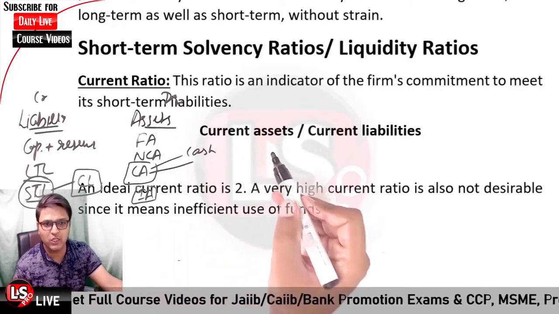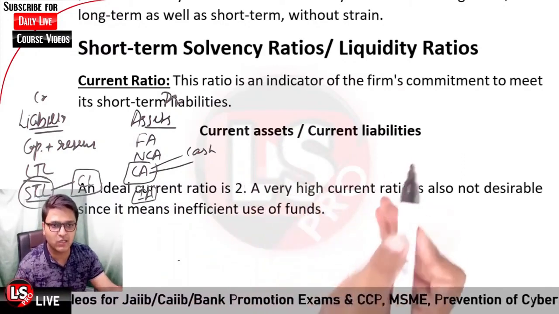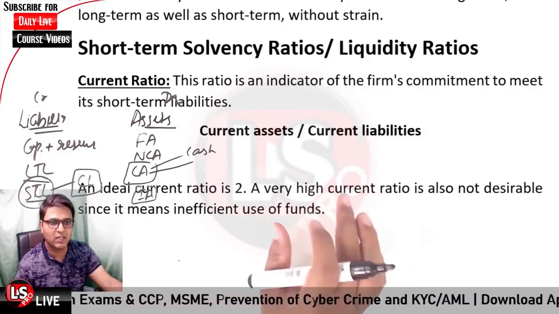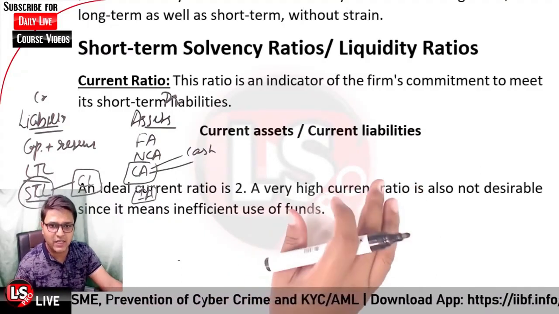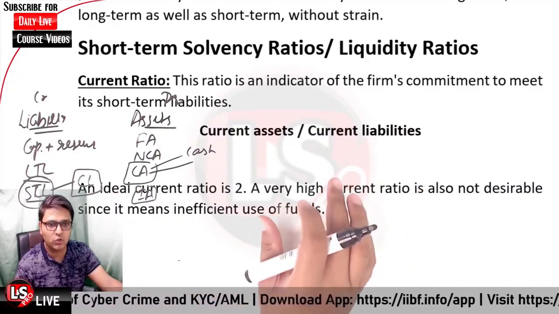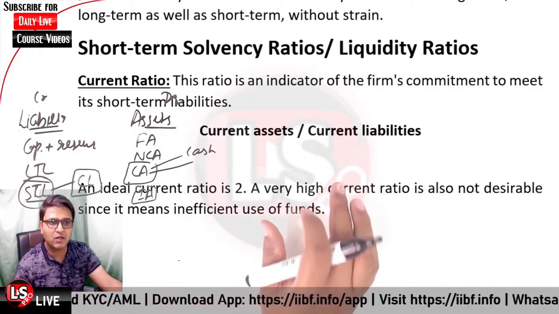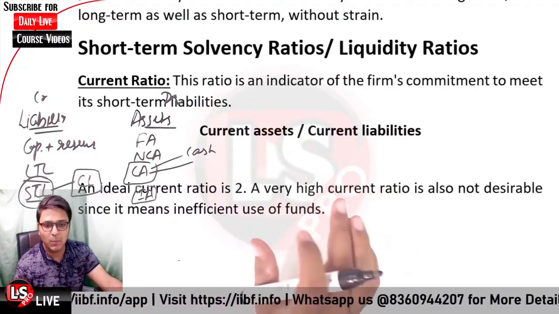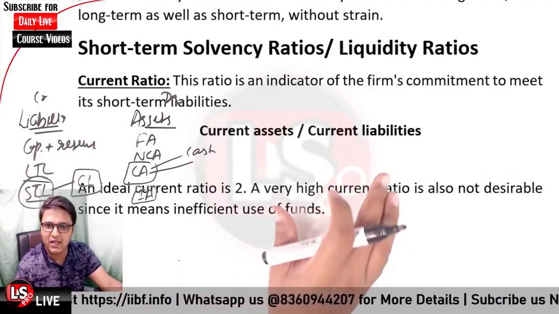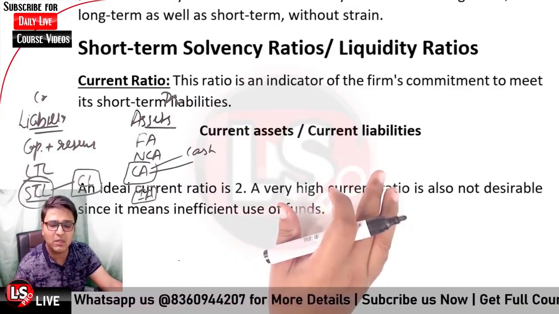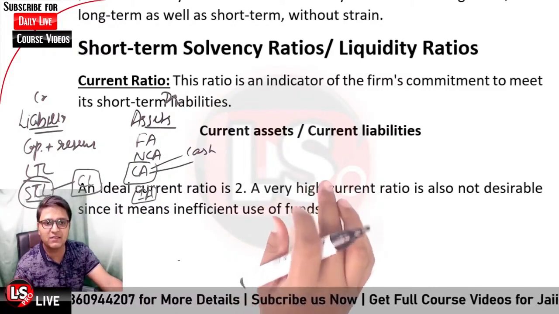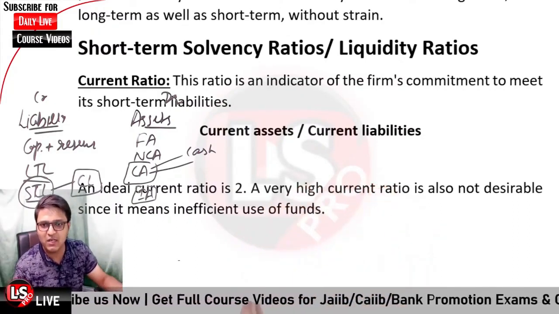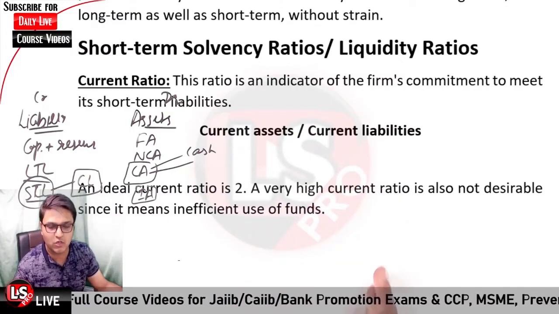In this particular ratio, you just need to figure out what the current assets are and what the current liabilities are, and that will give you the current ratio. As I already told you, it is current assets divided by current liabilities, and you need to understand the trend of this ratio. A higher current ratio is desirable. But if a firm has a very high current ratio, it is not desirable. Why? It means that the management of the current assets is not good, because you have a lot of money in hand but you are not able to manage it.